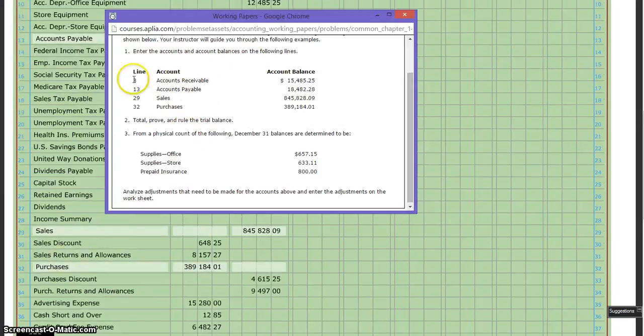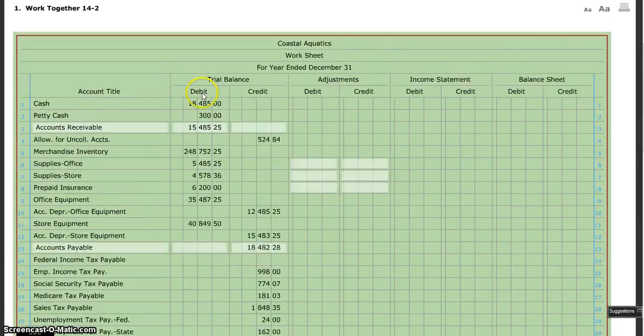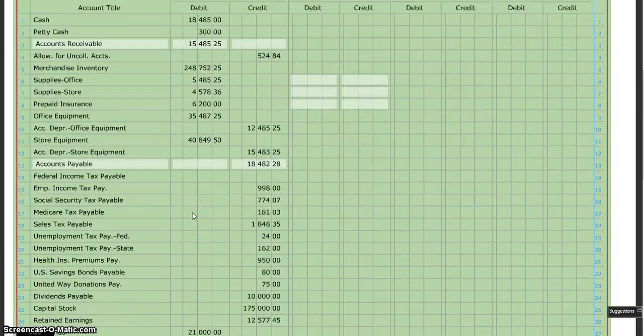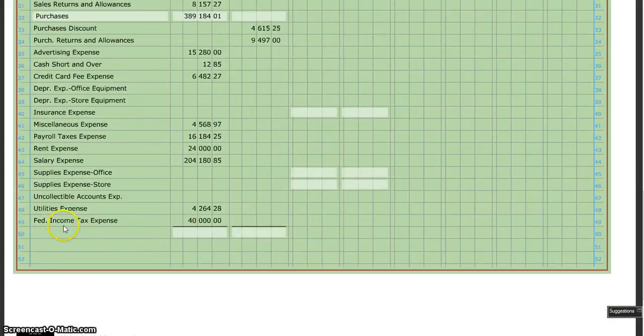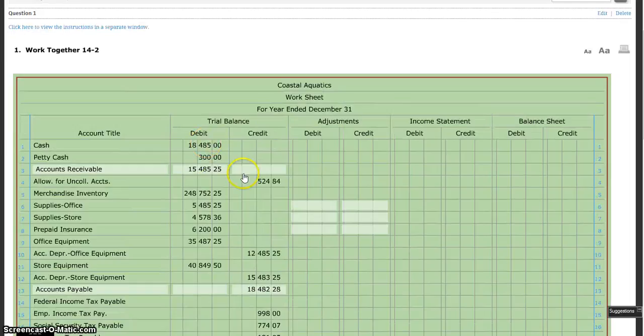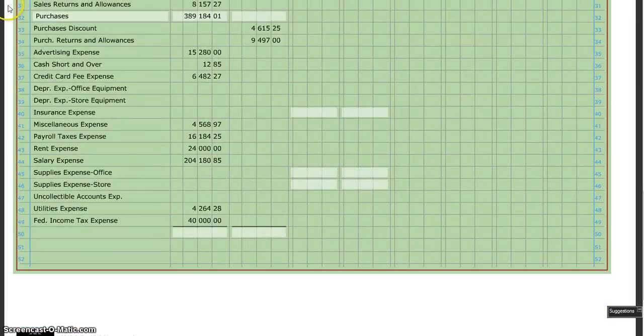Okay, so we have just completed instruction 1. Now we have to total, prove, and rule the trial balance. This becomes difficult with so many accounts and so many numbers to add, but it is an important step to make sure that our trial balance is equal, the debit and credit side, before we move on. So we have to start right at the beginning with cash, add these numbers straight down the column, all the way down to the federal income tax expense, and get an amount for our debit column, and then do the same for the credit side. So go ahead and add them up, and then start the video again to see if you come up with the numbers that I got.